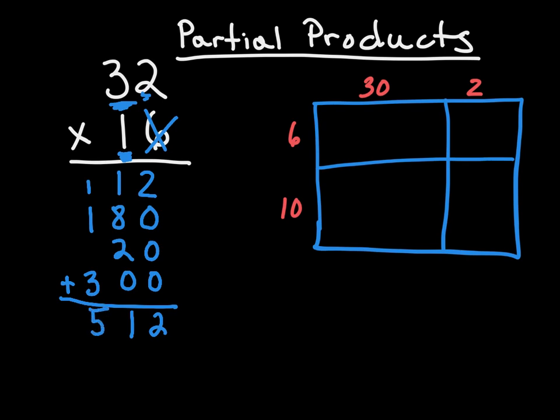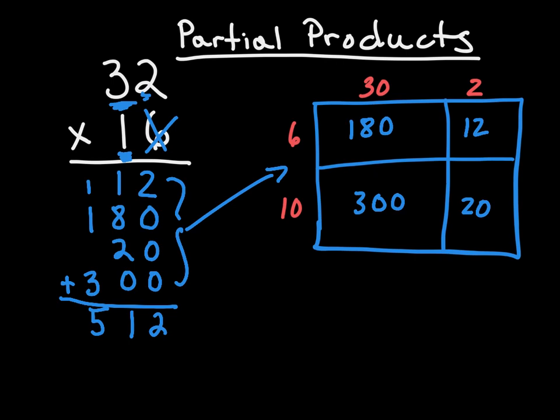Now let's check it with the area model. 6 times 30 is, well, 6 times 3 is 18, but then 0, so it's 180. 6 times 2 is 12. 10 times 30 is 300. And 10 times 2 is 20. So far, these partial products here match those partial products.